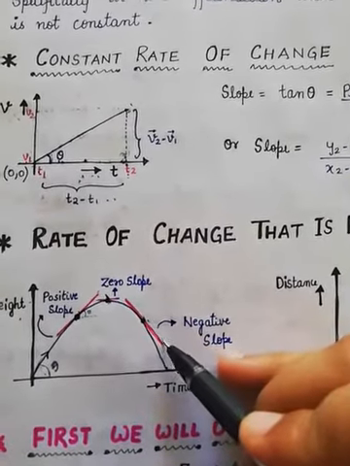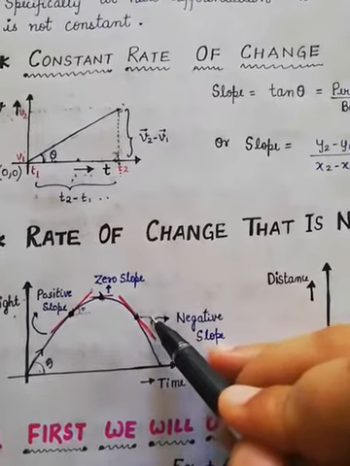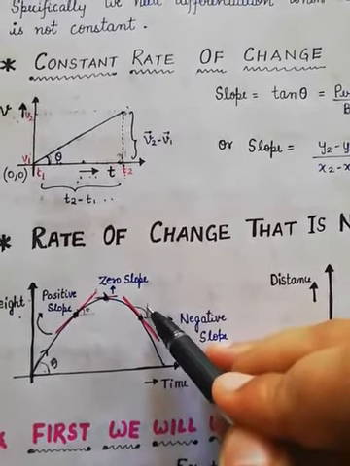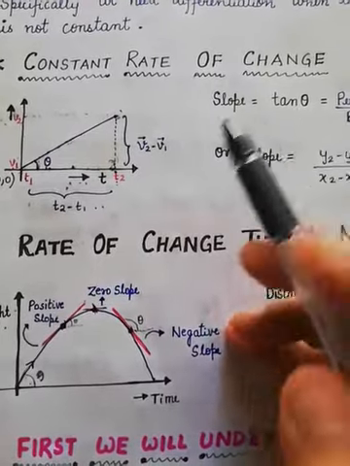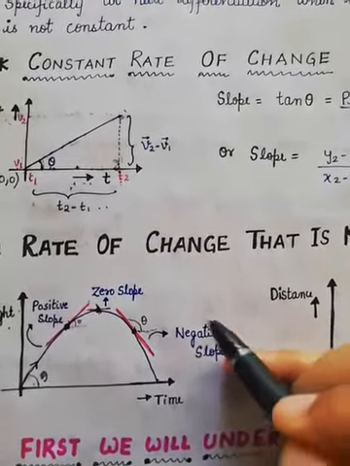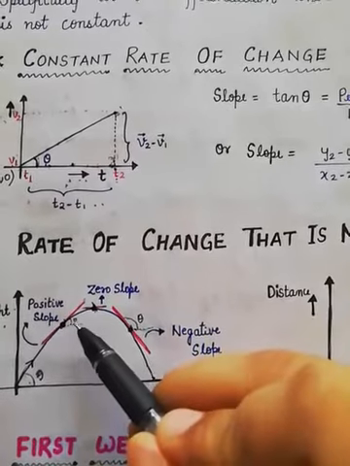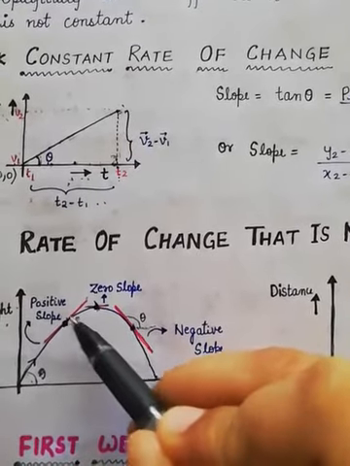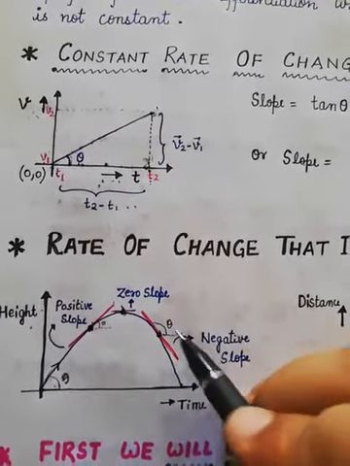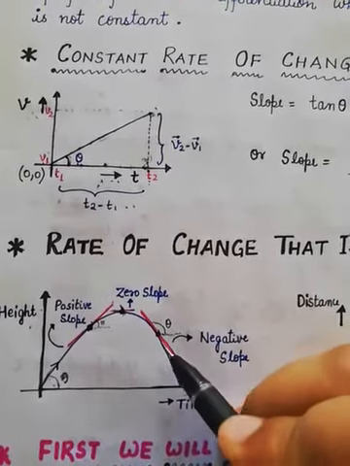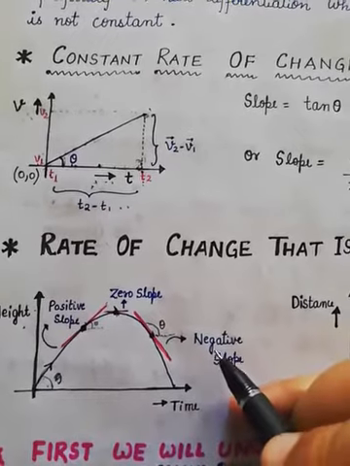Now look at this point. Again draw a tangent at this point. Calculate the tangent of theta. Look at this theta. This theta is what? An obtuse angle. So when you calculate tan theta, it will give you a negative value. So this is a negative slope. So when theta makes an acute angle with the x-axis, we can say we have a positive slope. When theta makes an obtuse angle with respect to the x-axis, then we have a negative slope.